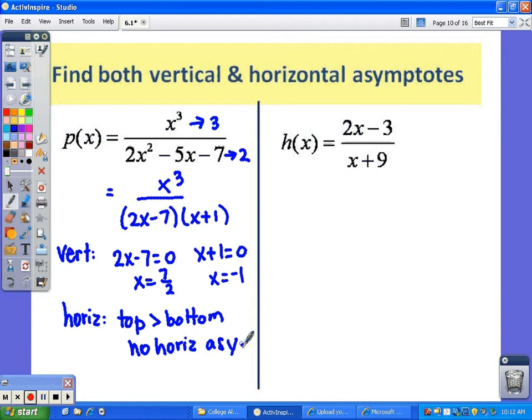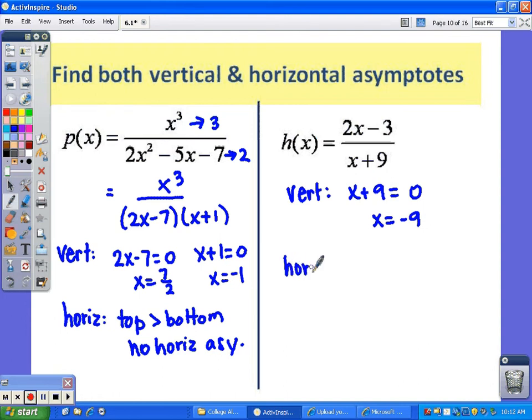And then this last one. The denominator cannot be canceled, or factored, excuse me. So we'll take that factor, set it equal to 0, and we would get x is equal to -9.